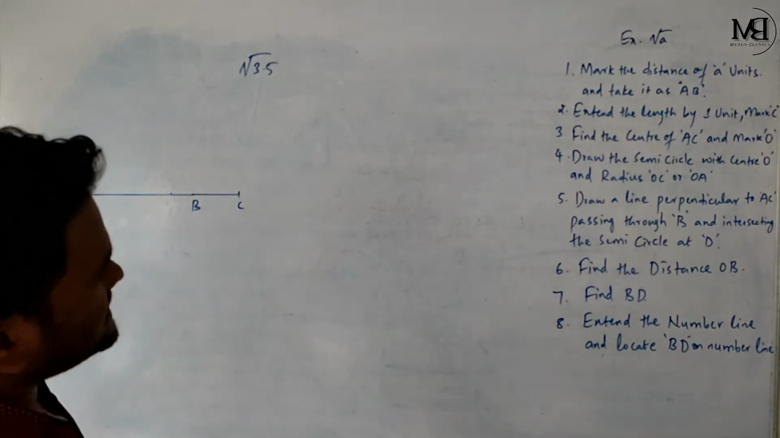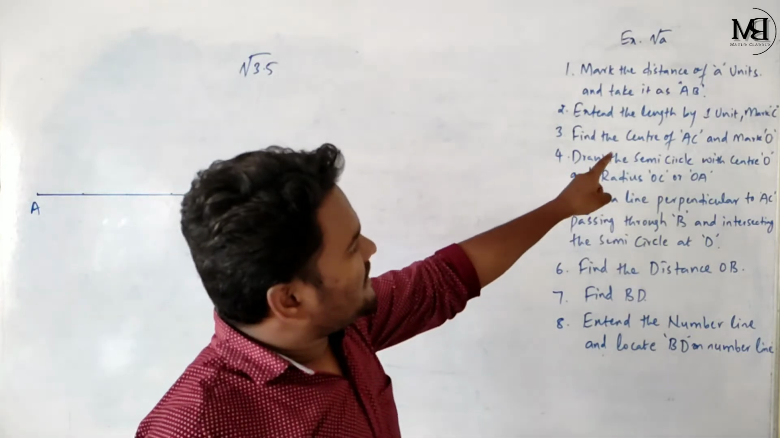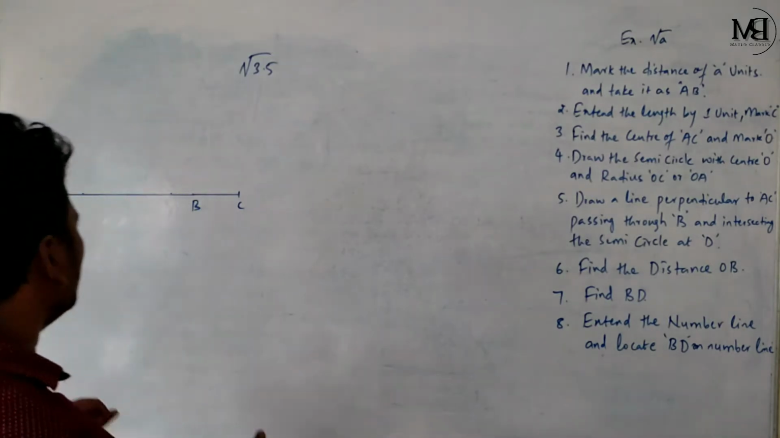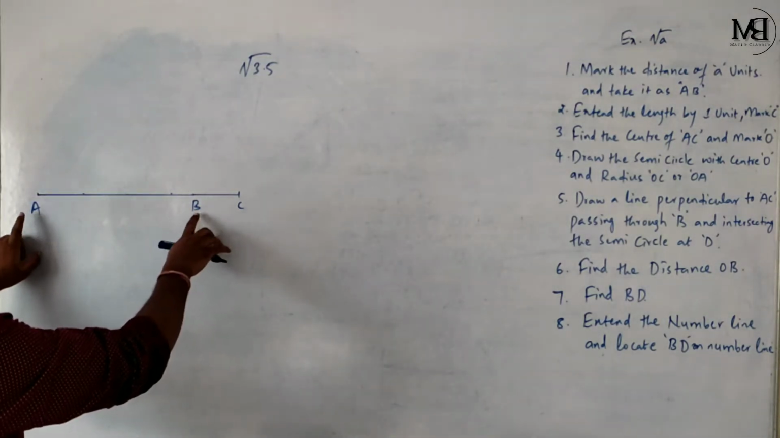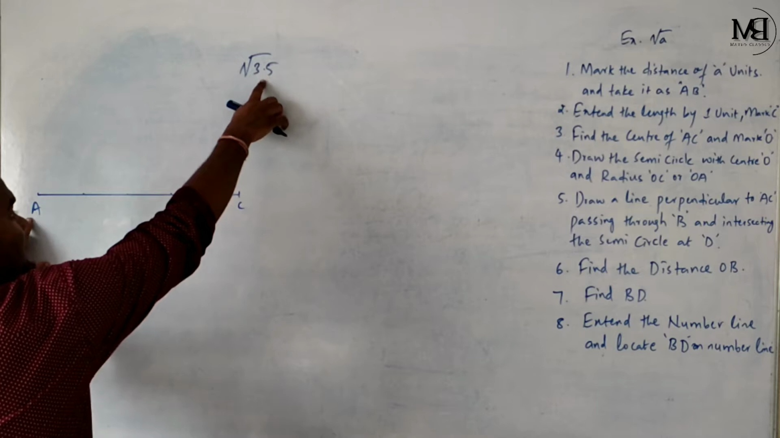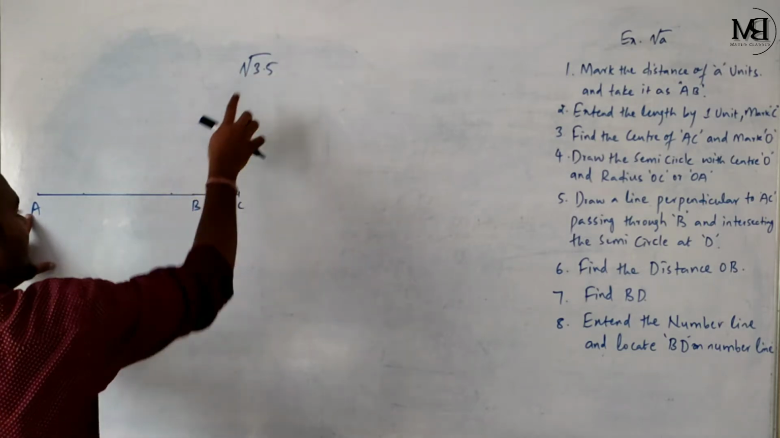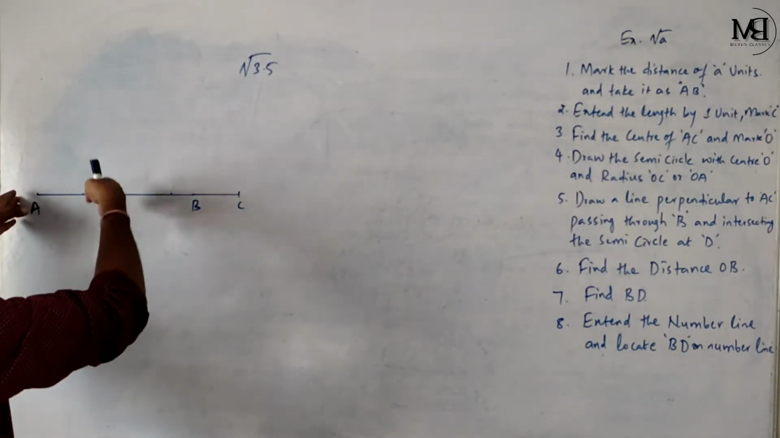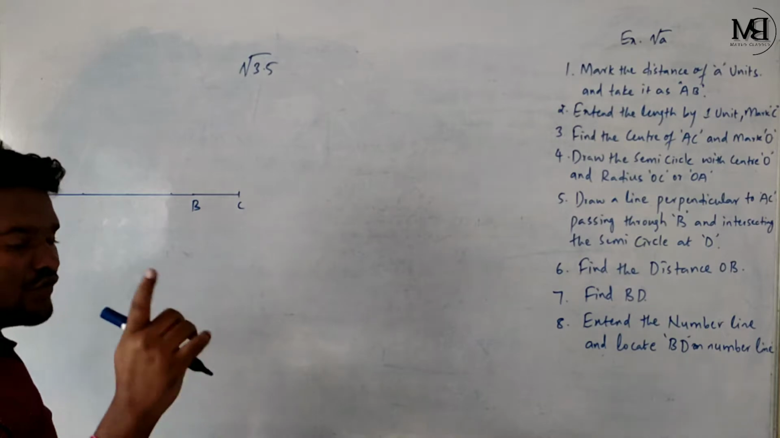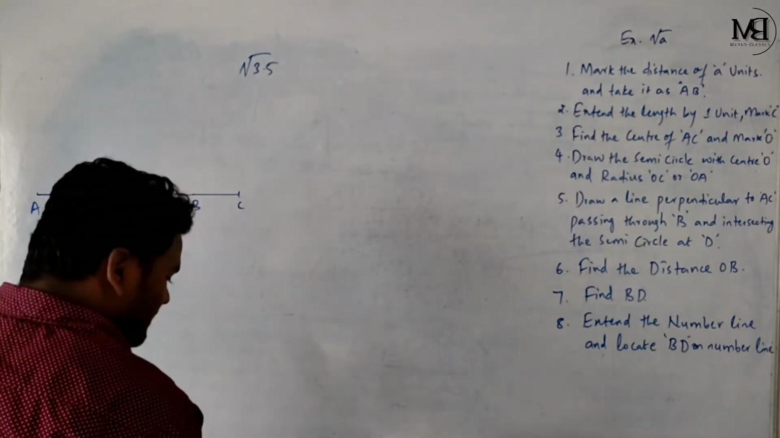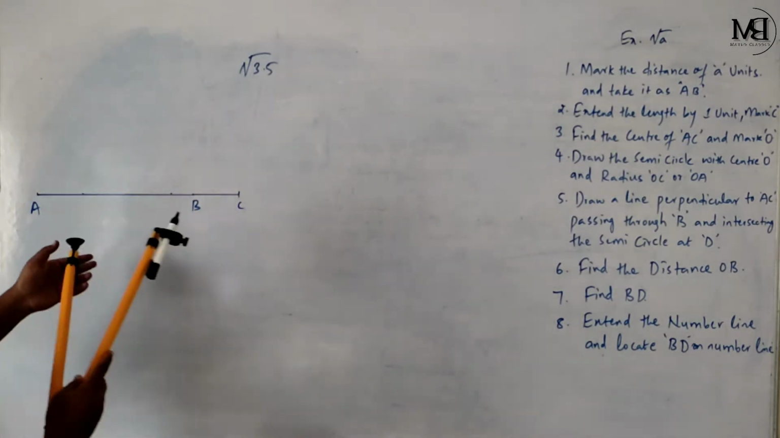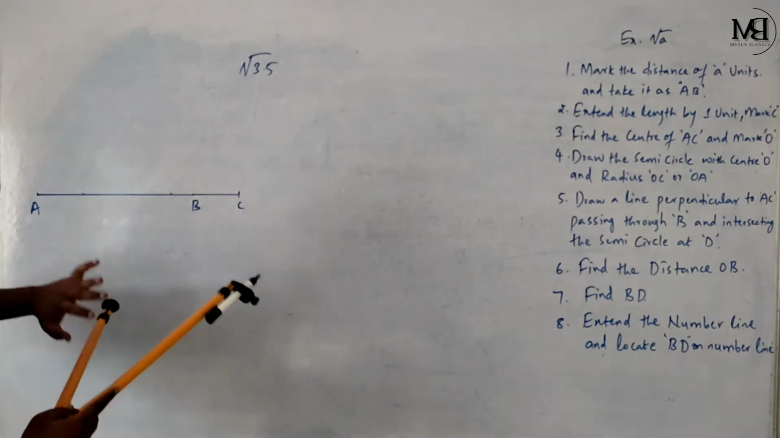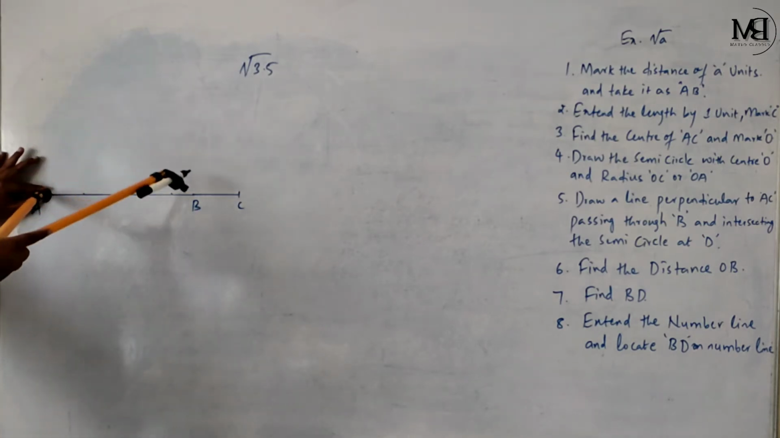Okay, and see children, next what is the point here? Find the center of AC and mark O. What is the distance of AB? The distance of AB is 3.5. 3.5 plus 1 is equal to 4.5, so half of 4.5 would be the center. But I am going to mark the center geometrically. Now I am going to take a radius more than half of AC.